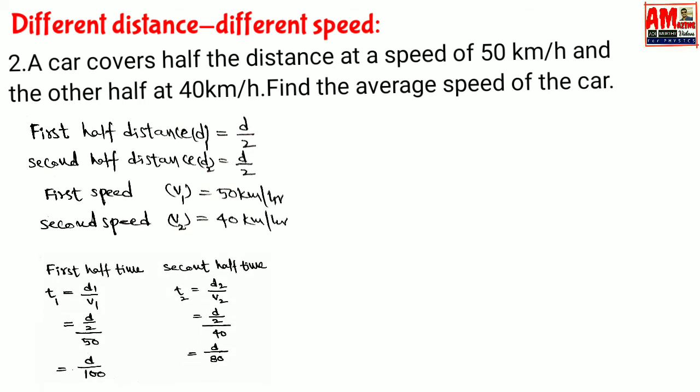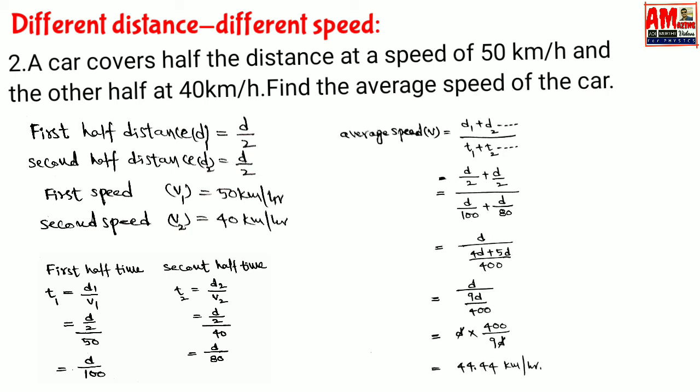As I already told you, the only values we need to solve the problem are distance and time. Here distance is given, we need to find the time using the formula. First half time t1 is equal to d1 by v1. Here d and v values are given. d1 value d by 2 by 50, that is equal to d by 100. Second half time t2 is equal to d2 by v2, which is equal to d by 2 by 40, that is equal to d by 80.